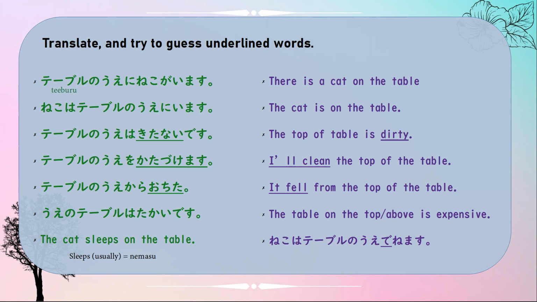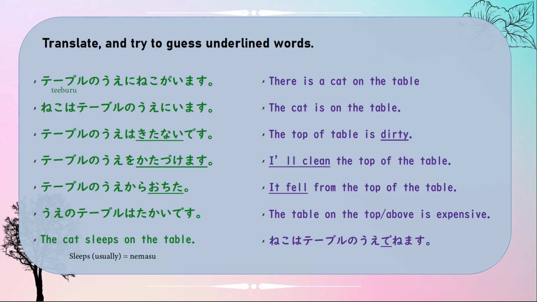So it's the same as there is a cat on the table, but the difference is that to sleep is considered as an action. So ni is used when you just want to locate something. Okay, the only thing you're interested in is knowing where something or someone is. So when you say there is a cat on the table, the only thing you're saying is that the cat is located on the table. So it is the ni particle.